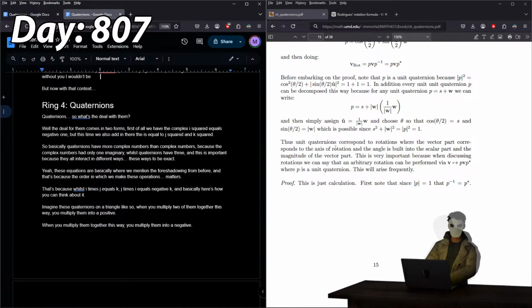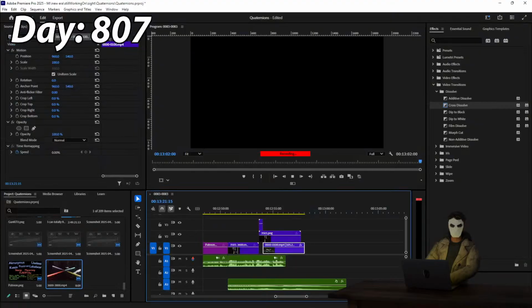Quaternions. So what's the deal with them? Well, the deal for them comes in two forms. First of all, we have the complex i squared equals -1. But this time we also add in there the... Oh, jeez, my brain just isn't braining.